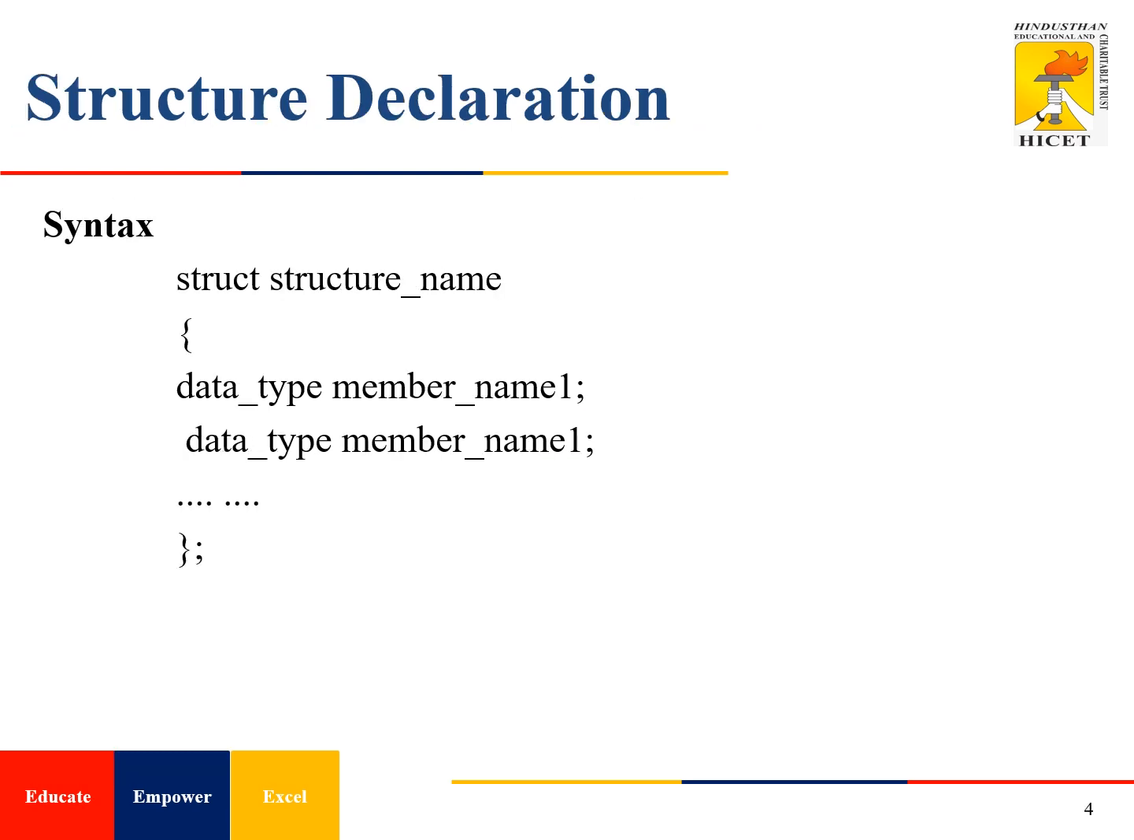Next one is structure declaration. Declaration is nothing but we are just creating a structure. Creation of a structure uses the keyword struct. Next we need to give a name for the structure, and we need to declare the members of the structure with their own data type.